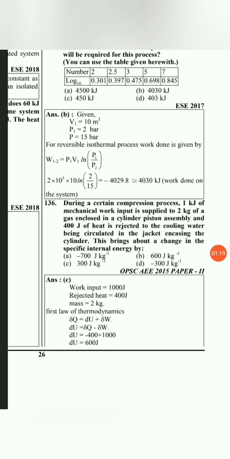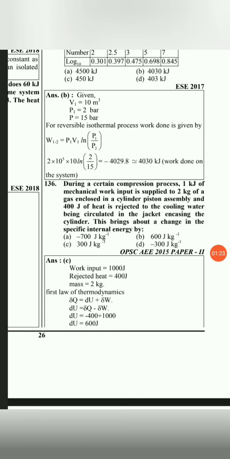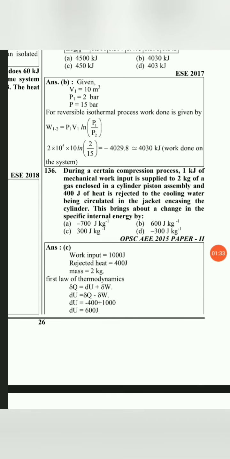The next question: during a certain compression process, 1 kilojoule of mechanical work input is supplied to 2 kg of a gas enclosed in a cylinder piston assembly, and 400 joule of heat is rejected to the cooling water being circulated in the jacket encasing the cylinder. This brings about a change in specific internal energy by what amount?